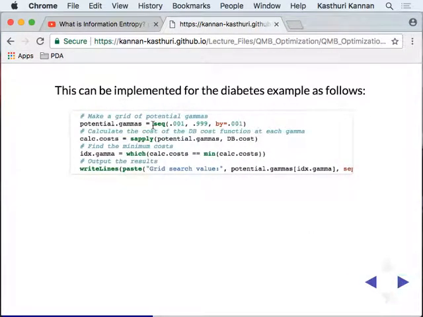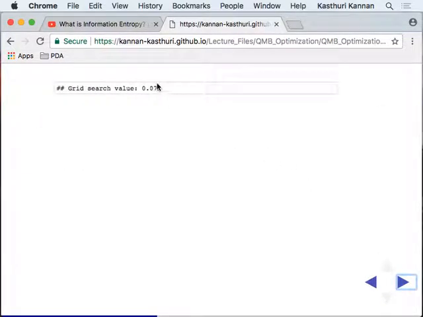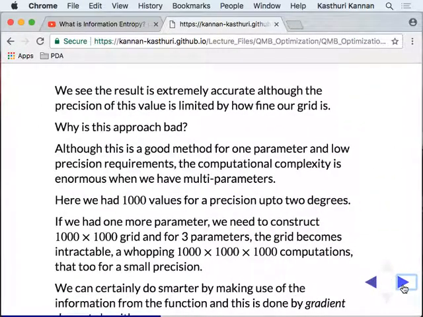You take the potential gammas, you divide them, and you apply this function and try to find the minimum, and then say what the minimum is, right? It gives you a pretty accurate answer, actually, 0.075. This is what the diabetes example gave. It's a pretty accurate answer, right?